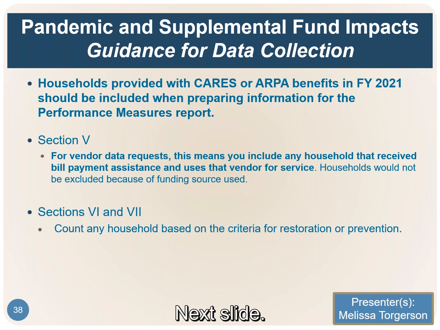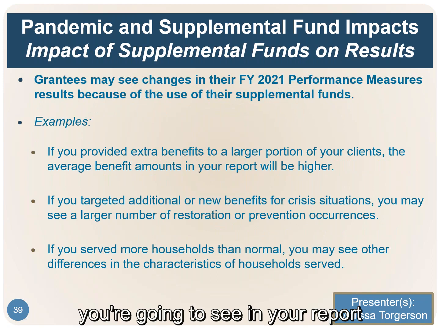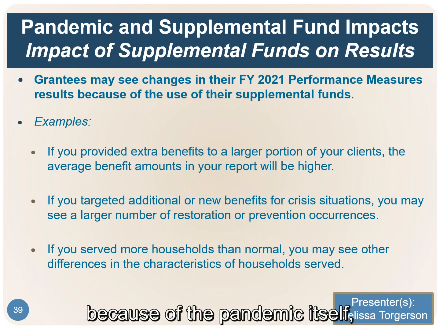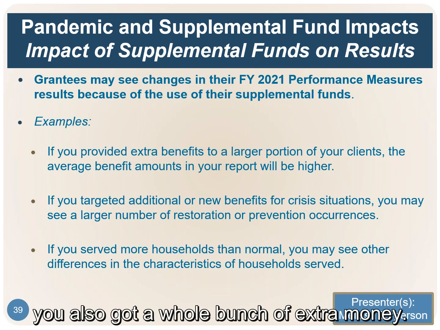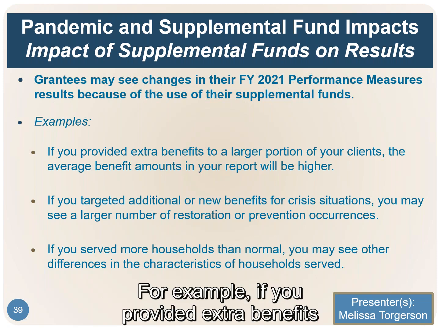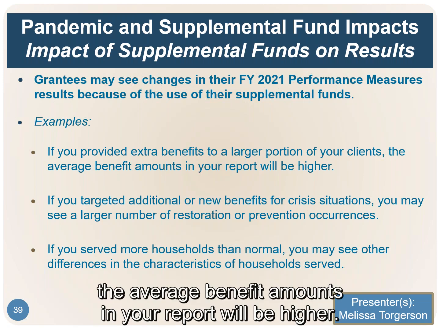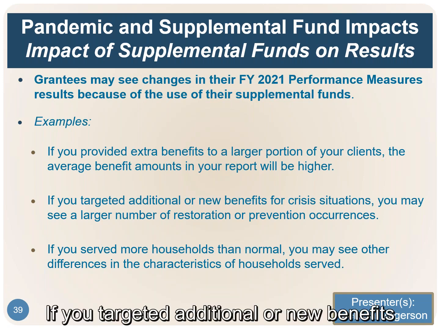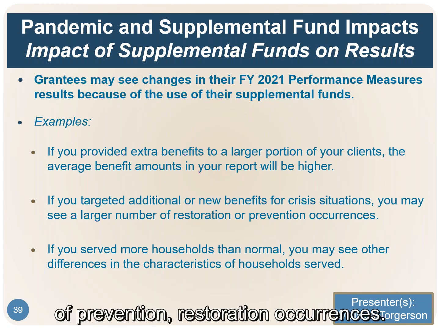Next slide. Now, I mentioned some of the changes you're going to see in your report because of the pandemic itself, but in addition to the pandemic, you also got a whole bunch of extra money. And so you're also going to see changes related to this. For example, if you provided extra benefits to a larger portion of your clients, the average benefit amounts in your report will be higher. If you targeted additional or new benefits for crisis situations, you might see a larger number of prevention or restoration occurrences.